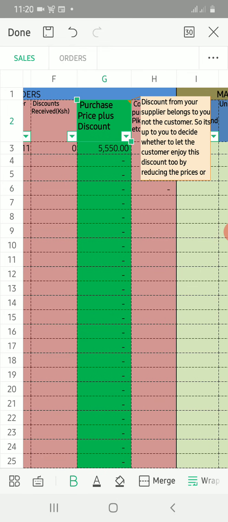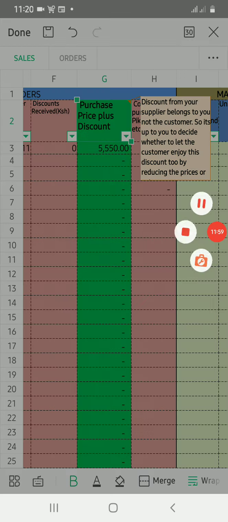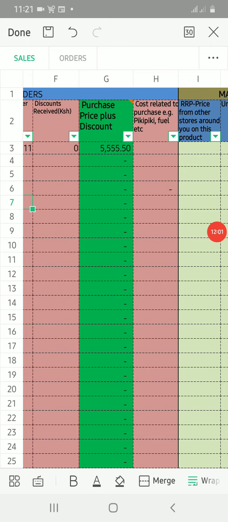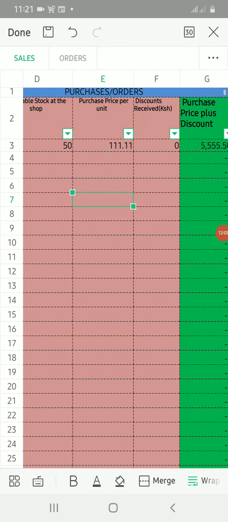So I've included a comment there which says discount from your supplier belongs to you, not the customer. So it's up to you to decide whether to let the customer enjoy this discount too by reducing the prices or... Okay, I just remembered something.